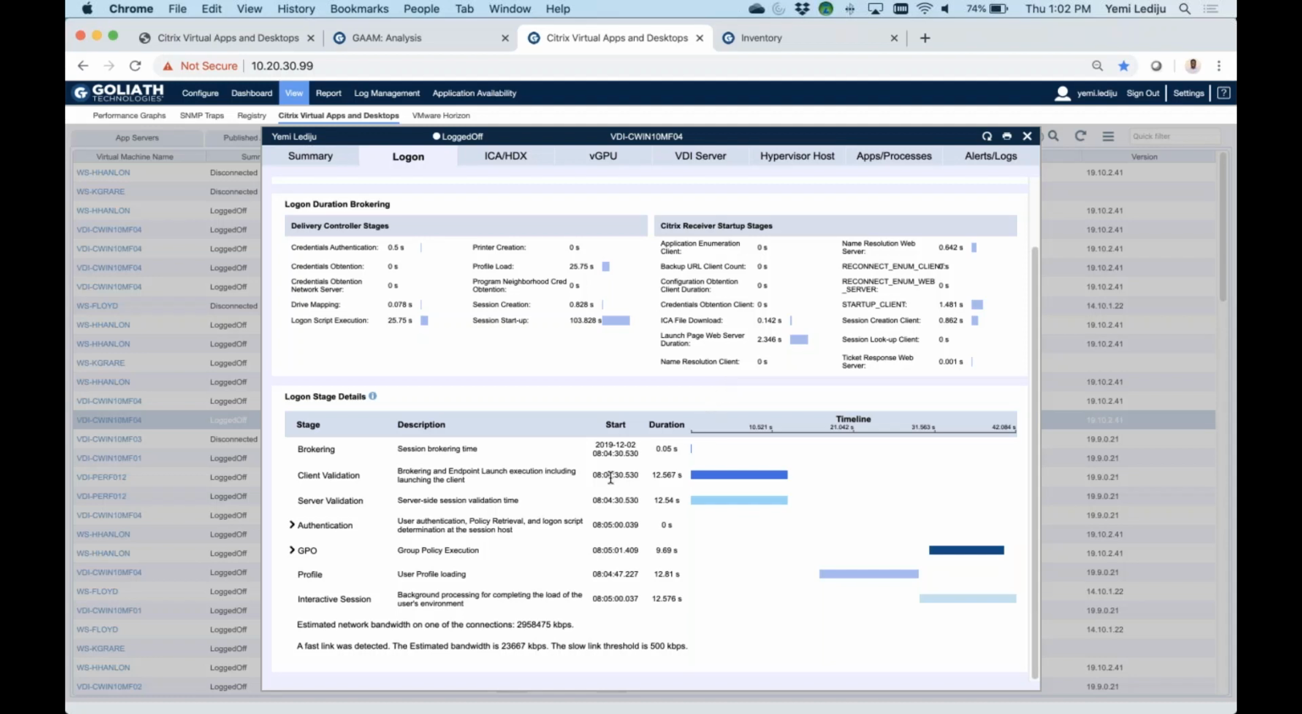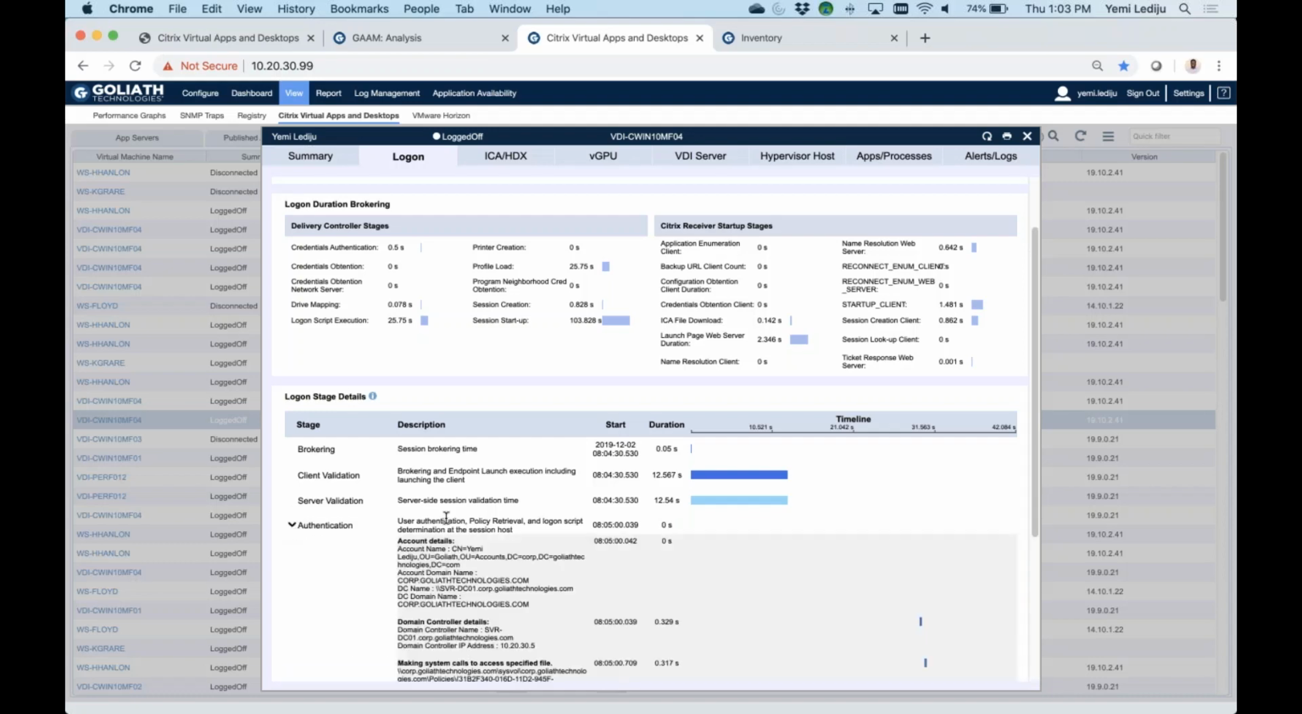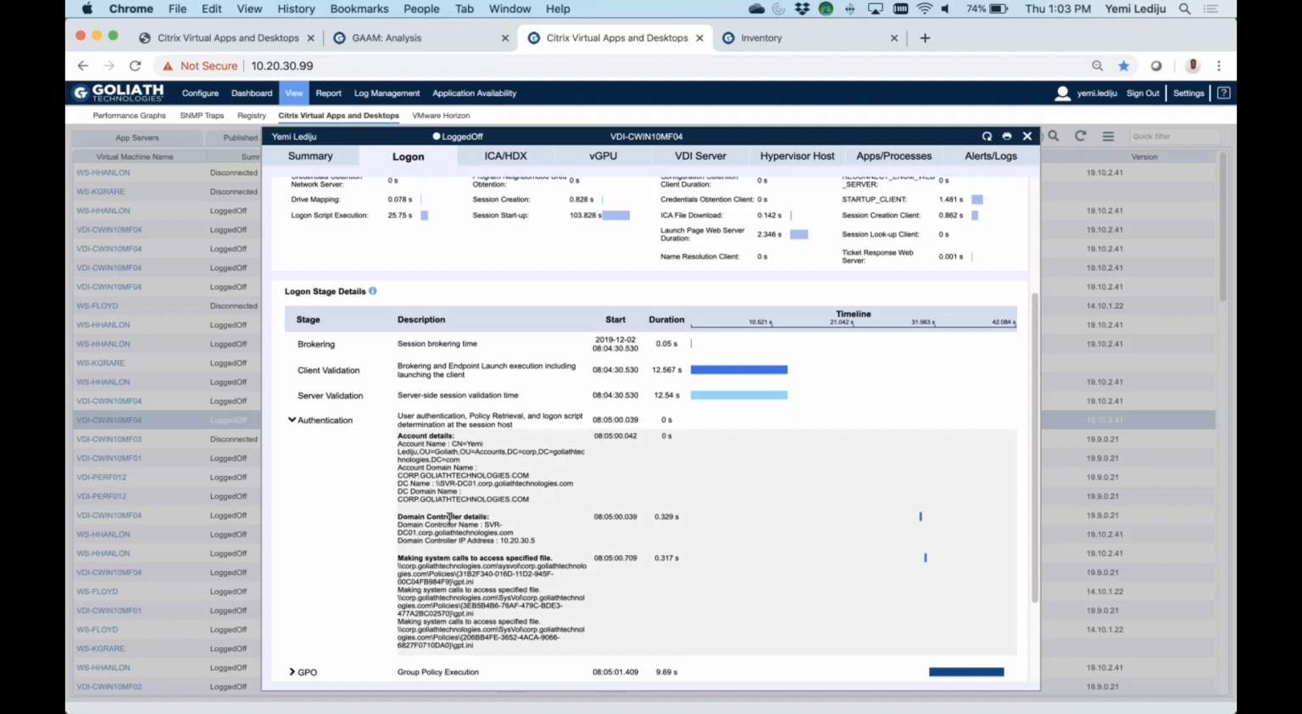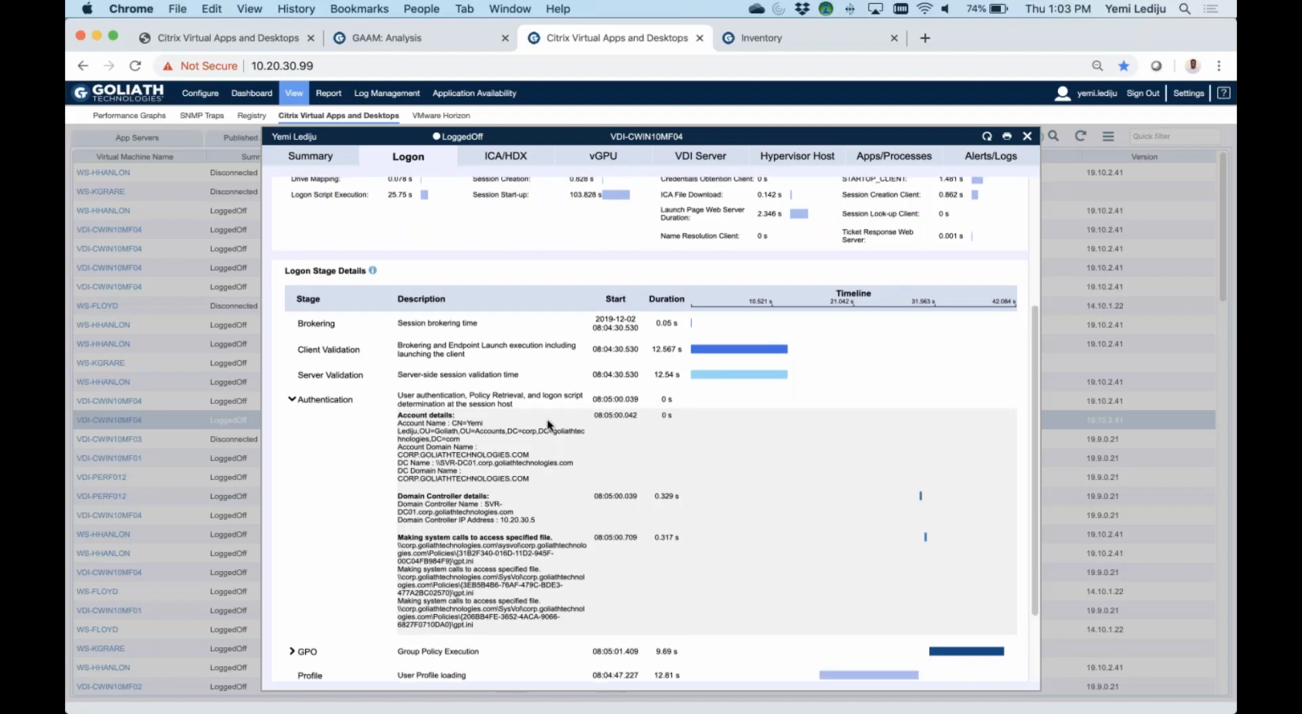Now, the bottom section gives you insight into each stage of the process. So you're able to see brokering and client validation and authentication and group policies. So sticking with authentication, because this is exactly what was impacting this user session, they were able to see that most of the logon times were taking place during the authentication stage. And on expanding that particular section, they were able to identify, okay, LDAP calls are taking very long. Accessing those files for the user's profile are taking very long as well. Why is that? They were able to identify the domain controller name, and they were able to point to, wait, that's the wrong domain controller.